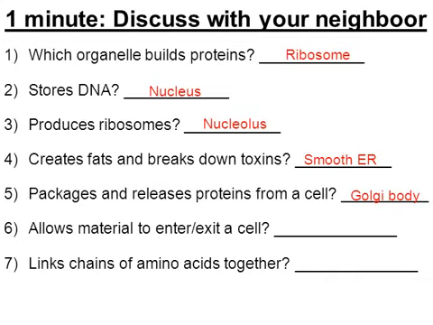Number 6, which organelle allows materials to enter and exit a cell? Well, that's the cell membrane, also called the plasma membrane. Number 7, which organelle links chains of amino acids together? Well, that's the same thing as question number 1. Question number 1 and question number 7. It's the same question, just worded a little differently because amino acids make proteins.